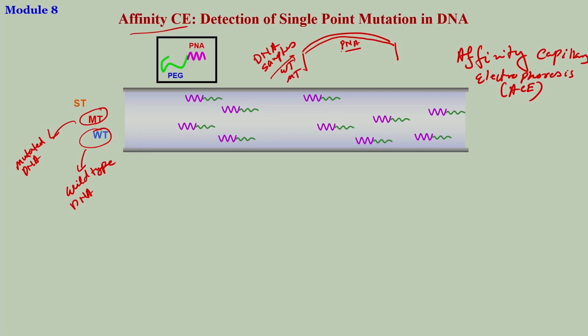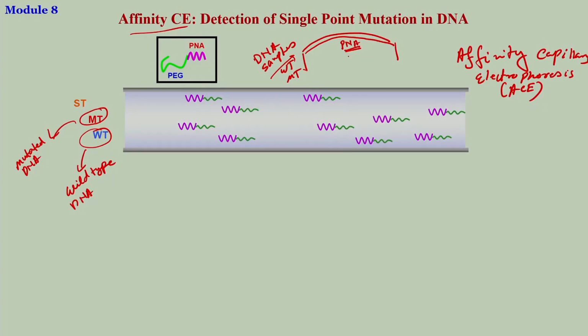This probe is designed, so the sequence of this probe is such that it will have a perfect complementary sequence with the wild type, the normal DNA, because the normal DNA sequence is known. We know our own sequences, but what mutation has happened we do not know. We have to find that out. So, this probe is complementary to wild type DNA.